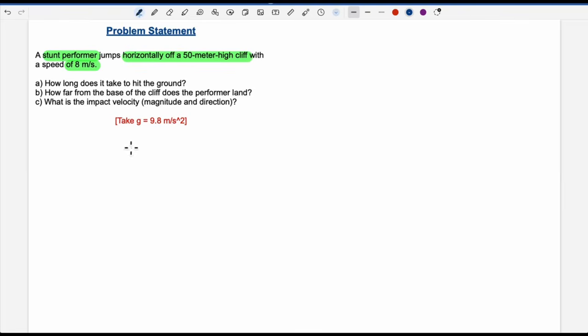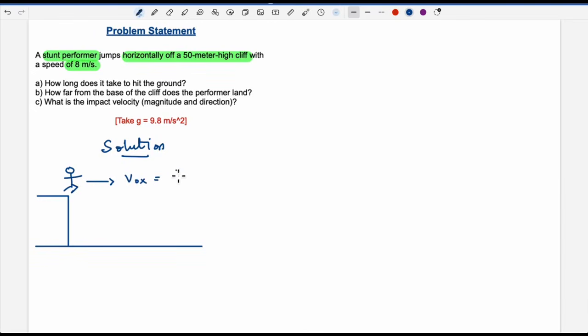So let's look at the solution. I'll start by drawing the cliff. So we have a cliff. This is the ground. And then I have the stunt performer jumping off this cliff with an initial speed of 8 meters per second. That speed is horizontal. So he's going to go horizontally with a speed v0x equals 8 meters per second.